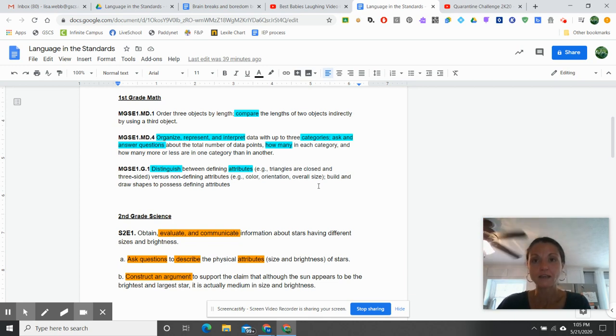How many is a type of question. Distinguishing, you have to be able to see the differences and the similarities, and attributes also goes along with describing. So we don't often think of math as being language based unless it's a word problem. We do think of it when it's a word problem, but it's not just word problems. All of our math tasks require us to use language. So that's an example from math.